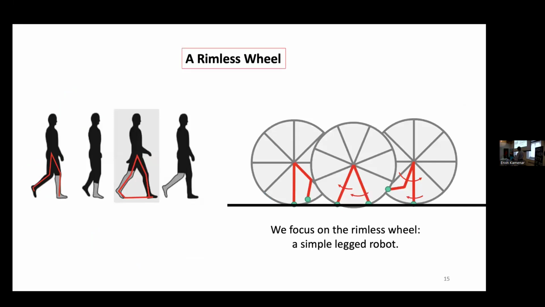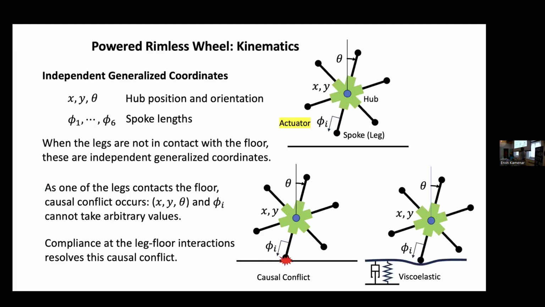The rimless wheel is the simplest model for explaining human gait. Just take off the rim of the wheel, and the spokes represent the human legs. There is one point of contact and then two points of contact, and immediately after that the next leg, the next spoke, comes in. So this is a very simple model. Now we make it active.